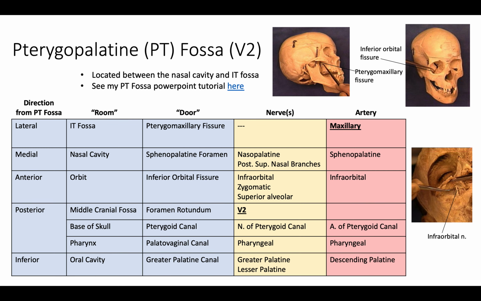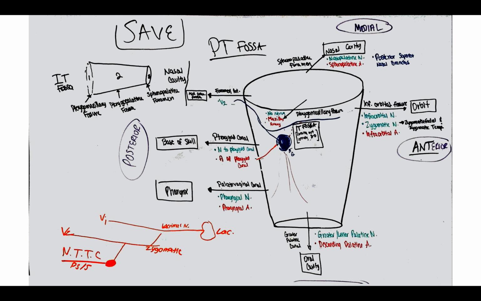Okay, so now that we've moved out of that, let's talk about the PT fossa. So this is a way that you could just go back and review everything to know that you're in the room, what door you're going out, and then what the nerves and arteries are. But we're just going to go to the next slide and look at it from here.